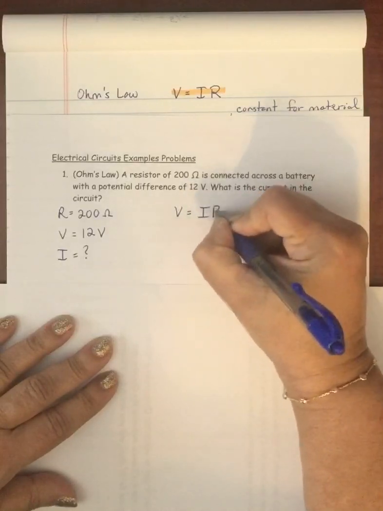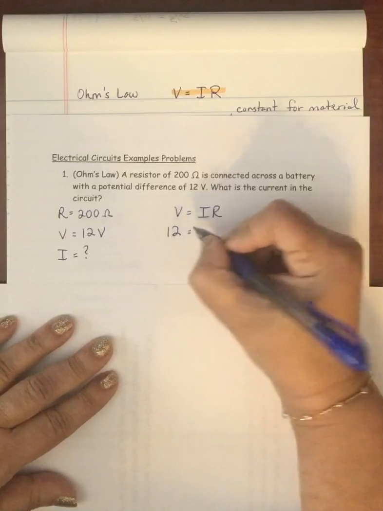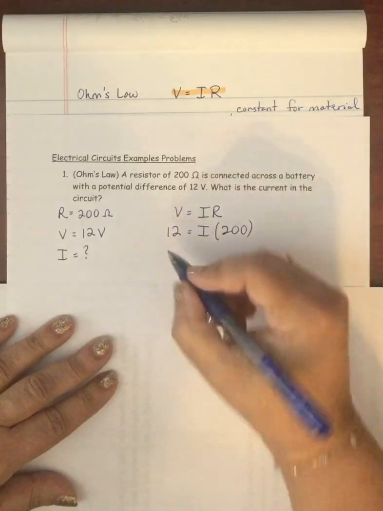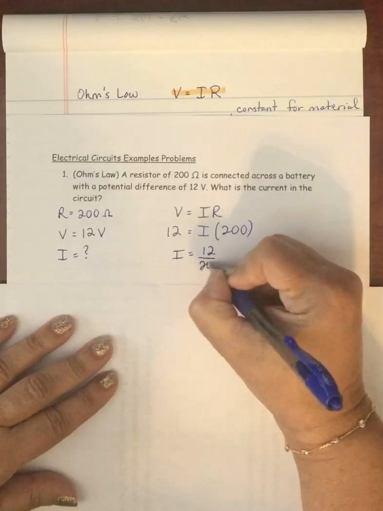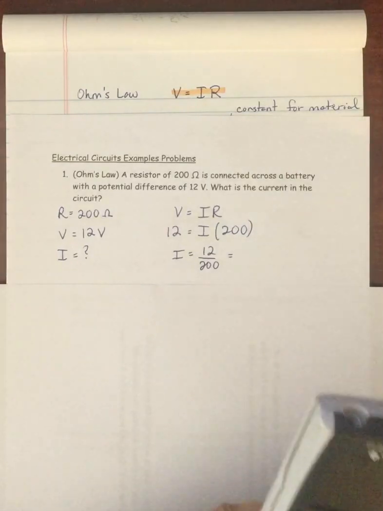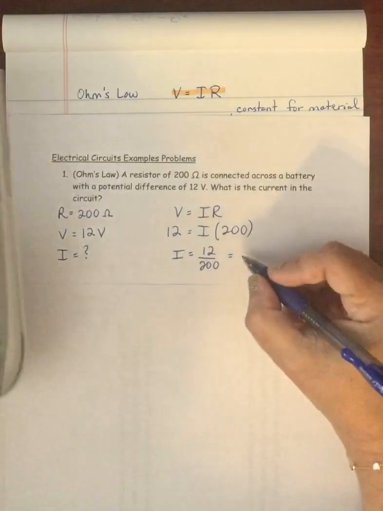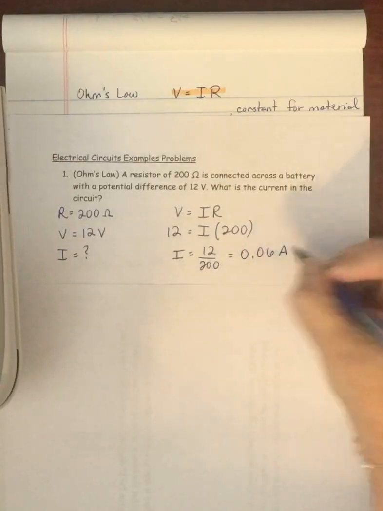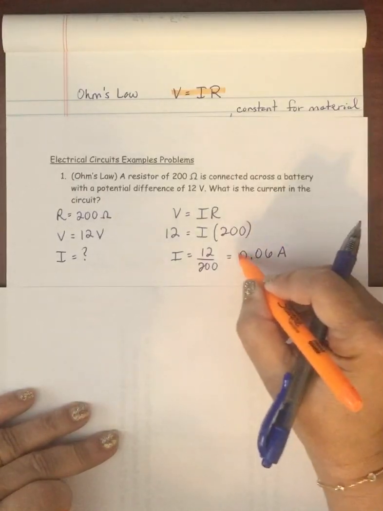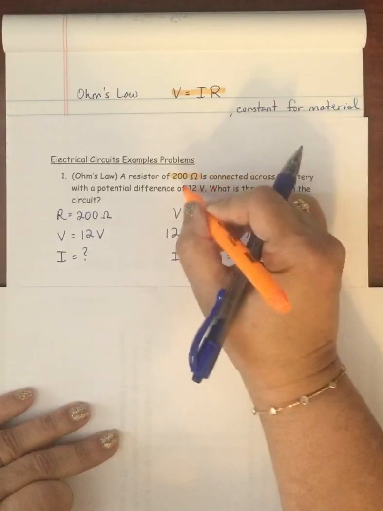So V equals IR. We know the voltage is 12. We're looking for the current, so I is our variable. And we know the resistance is 200. So you're going to take 12 and divide it by 200 to get your answer. And your current works out to be 12 divided by 200, 0.06 amps. Okay, 0.06 amps. So that's our answer to problem number 1. I is 0.06 amps. And remember, we were given resistance and we were given voltage.